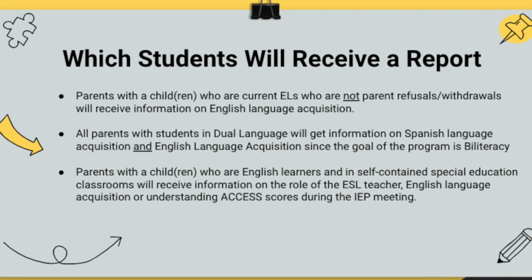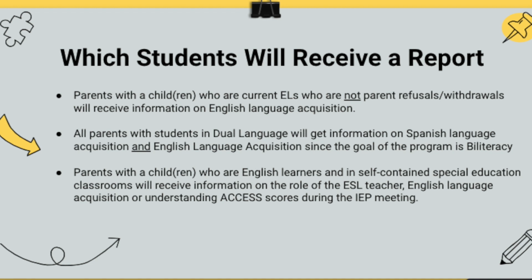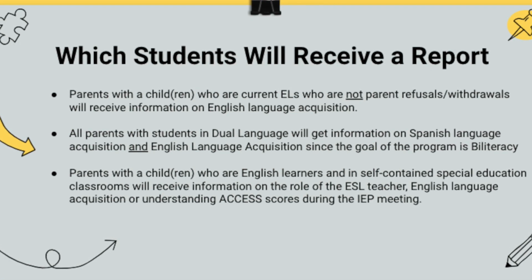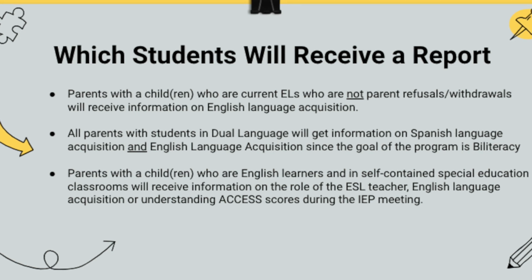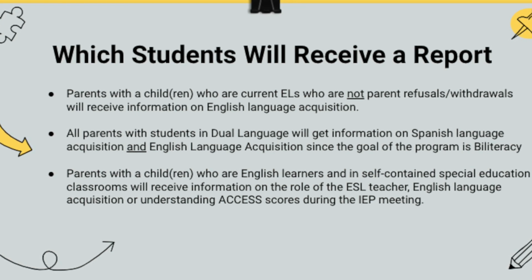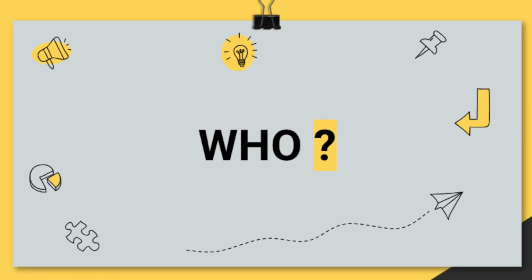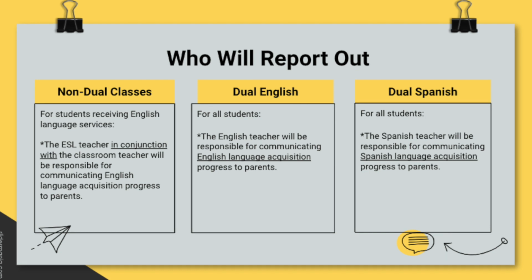And then parents with children who are English language learners and in self-contained special education classrooms will receive information on the role of ESL teachers, English language acquisition, or understanding ACCESS scores during IEP meetings. It's important to know that this is a collaborative process when we're reporting out.